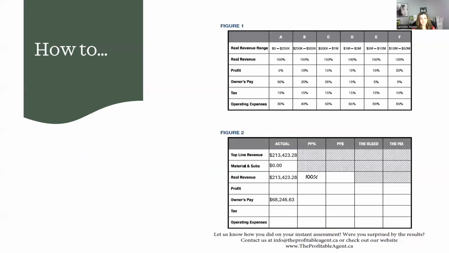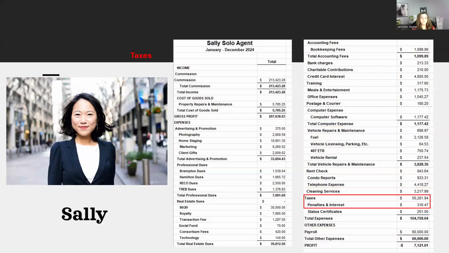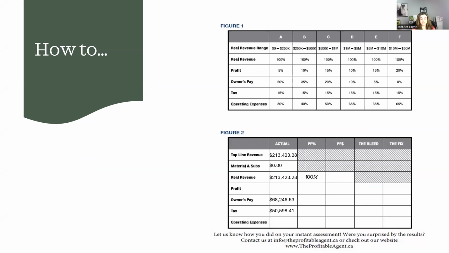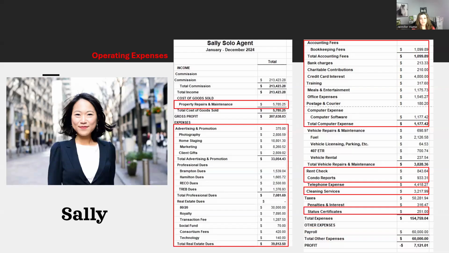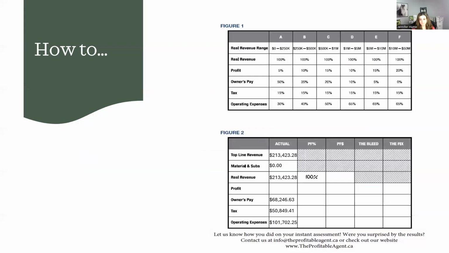So once we add up the money that Sally has paid herself as the owner, she has taken $68,246 out of the business to pay herself. Then we look at how much Sally pays herself in taxes. So we add that up plus the penalties and interest, and we get $50,598. Then we basically go through and add up everything that's left. The total for all of her operating expenses that were left over were $101,702.25.